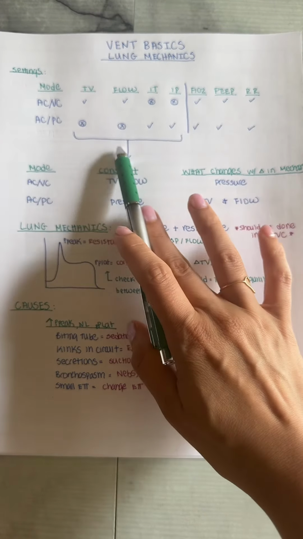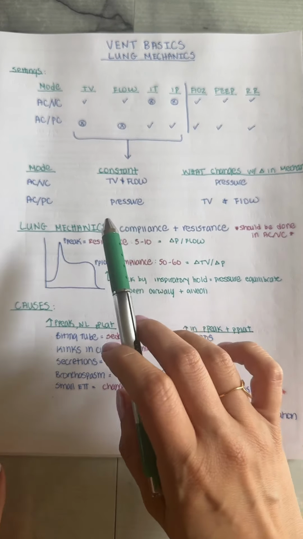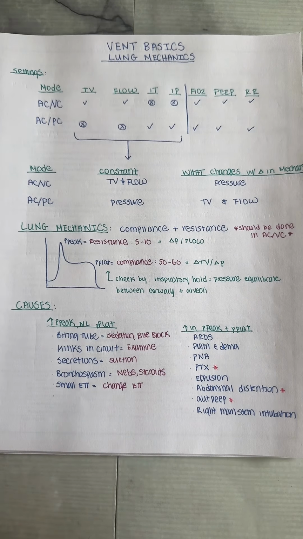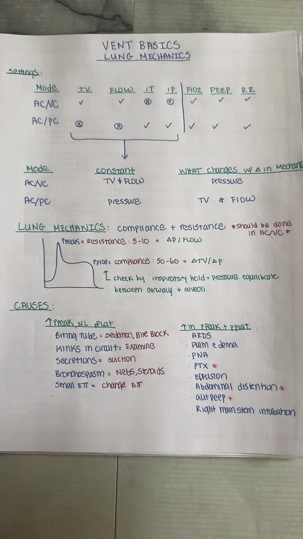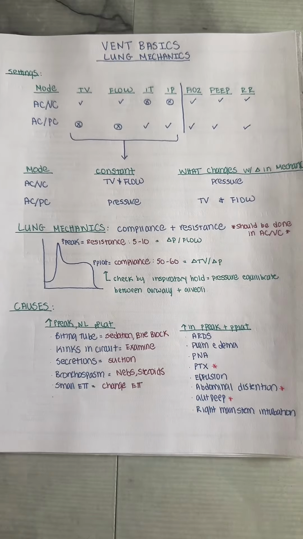What changes is tidal volume, flow, inspiratory time, and inspiratory pressure. In AC/VC, we're going to set the tidal volume and the flow, and in pressure control, we set the inspiratory time and the pressure. That's important to know because I want you to know what is the constant. Constant means you set this value. And what changes when there is a change in lung mechanics.